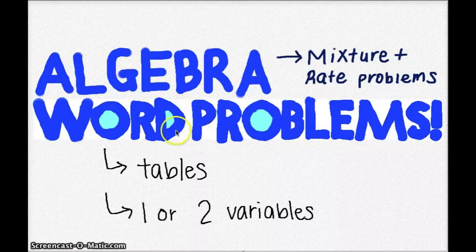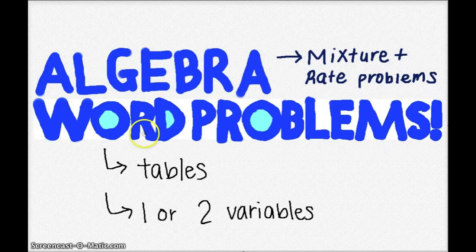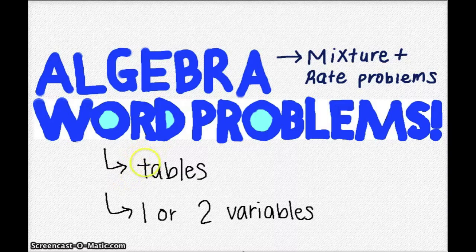Hi everyone, today we're going to do some algebra word problems, and all of these problems are either mixture or rate problems. So the two tips for these types of word problems are, number one, to make tables, and you'll see how to make a table later on. And number two, you can either use one or two variables. It doesn't really matter, whichever one you find easier. So I'll be doing some problems in one variable and some problems in two variables.